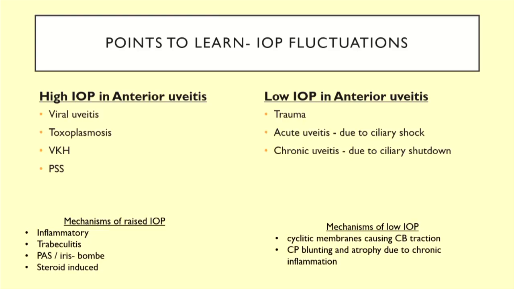So high IOP in uveitis, think of viral uveitis, toxoplasma, VKH and PSS as we saw. Low IOP on the other hand could be present in any acute case or even traumatic cases. In chronic cases on the other hand, it can happen because of a ciliary body traction or shutdown.